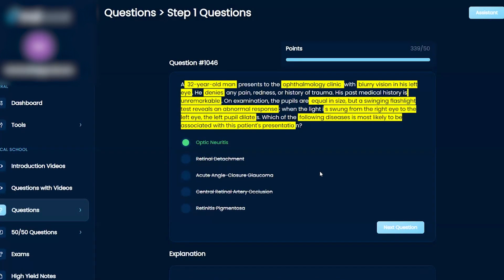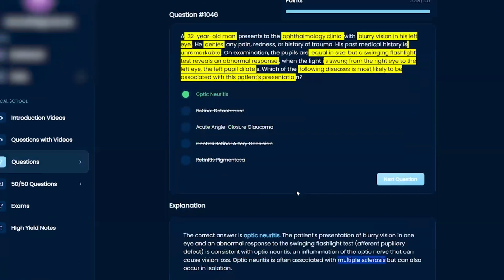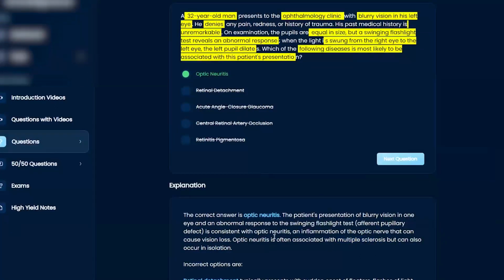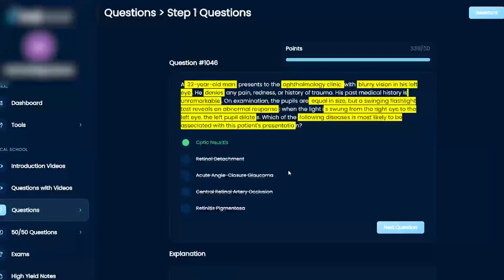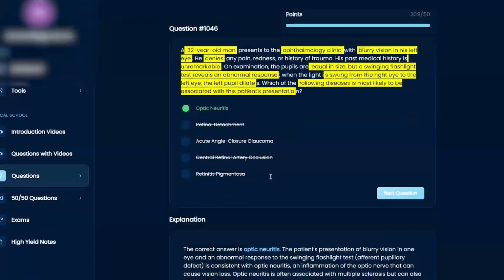But when it went from the right to the left, the pupil dilates on the left, meaning it can't sense light very well. Does it make sense? So you know that it has to be a neurologic issue causing an afferent pupillary defect. Okay? So A would be your best answer.